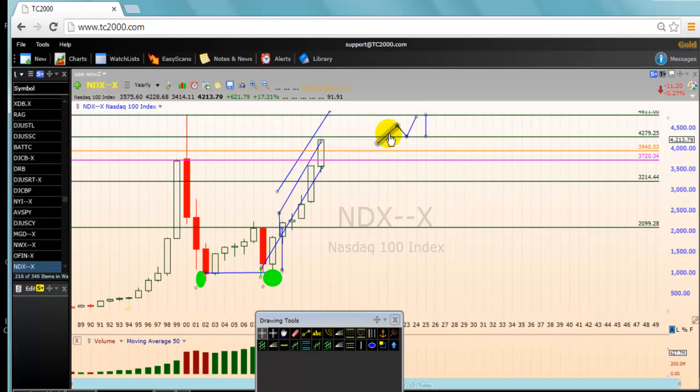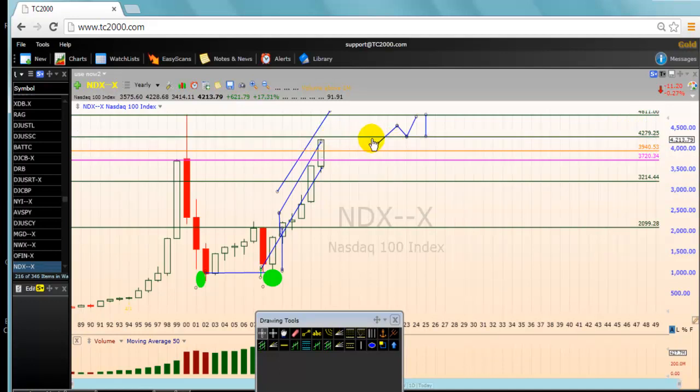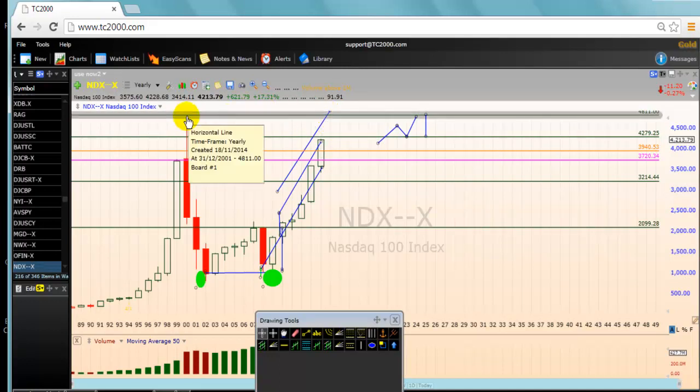So, but we want to pay attention first to the medium-term targets, to this resistance here. There's the current target zone, 4279. That's the current target where we are approaching now. And the market will try to retest that zone of 4816, which is the high of 2000. So be aware of it, all right?